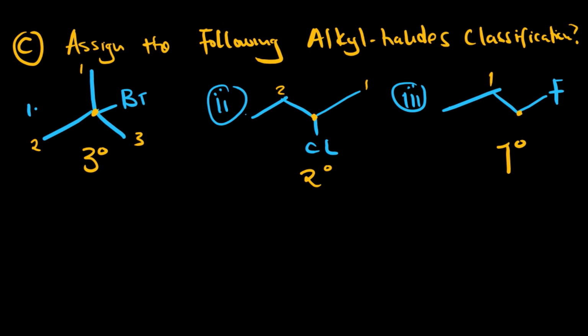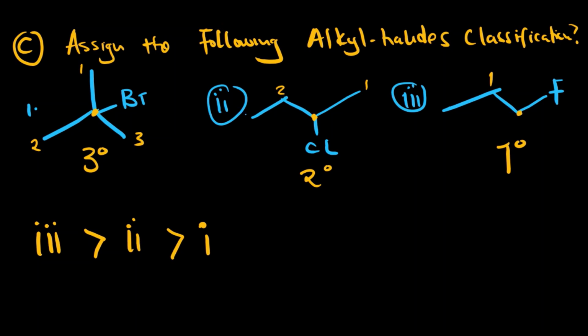So now, if they ask you which one here is going to be faster when it reacts by an SN2 reaction, the one that is going to be faster is 3. Why? Because 3 is a primary alkyl halide, followed by 2. Why? Because 2 is a secondary alkyl halide, and the slowest will be the first one here, because this is a tertiary alkyl halide. So always remember this. Alkyl halides, if they undergo an SN2 reaction, the more substituted it is, the slower it is. Okay, so tertiary here is more substituted.